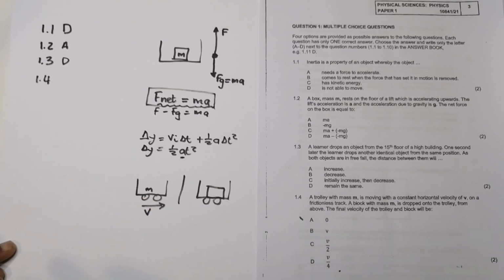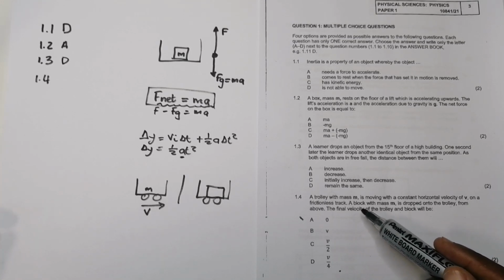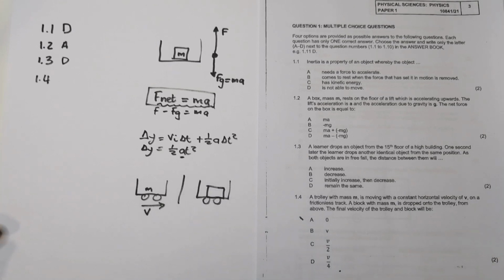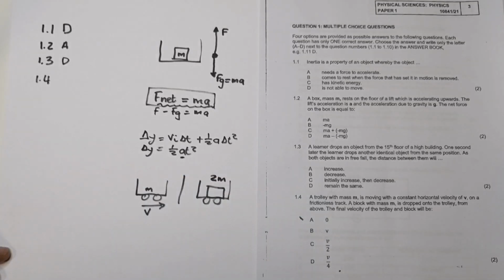I always find it helps to have a scenario, or just to draw something for yourself. It helps with finding a solution, right? So in this case we know it's a frictionless track. They say a block of mass m is dropped, so afterwards the block and the trolley have a mass of 2m, right? And they want to know what the final velocity of the trolley and the block will be.